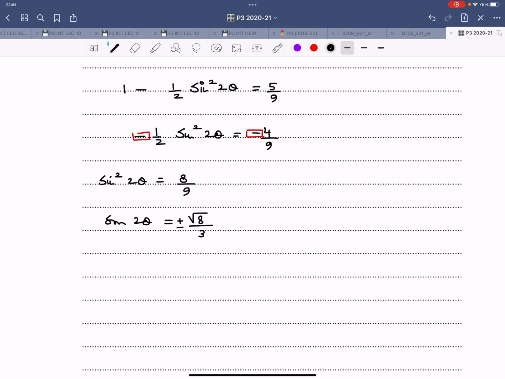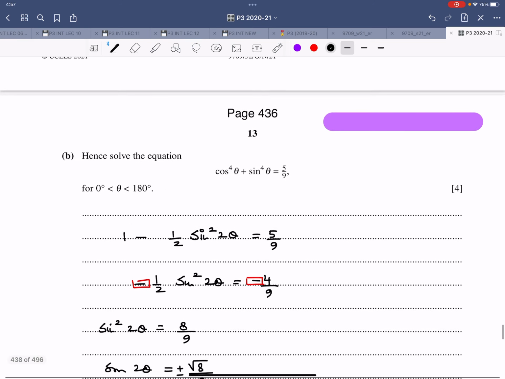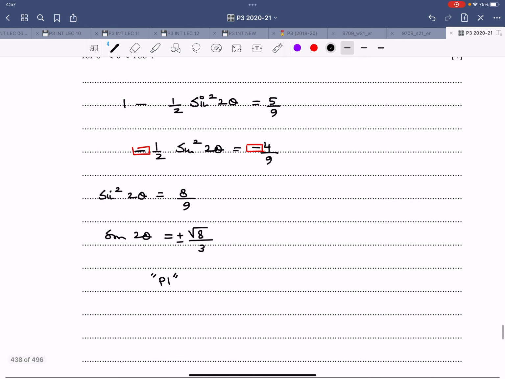And then you work out the basic angle, and then you get the answers. And this is just like P1 working, so I won't spend so much time over here. This is for 4 marks. Let's move on.